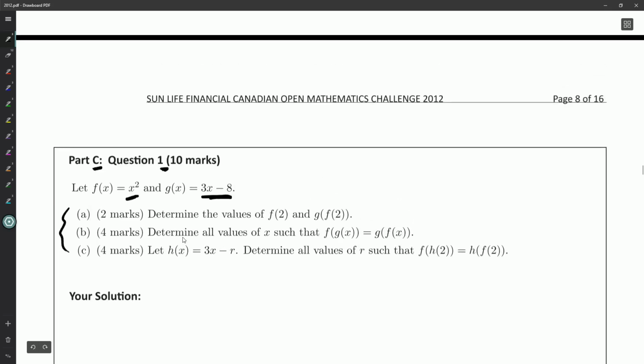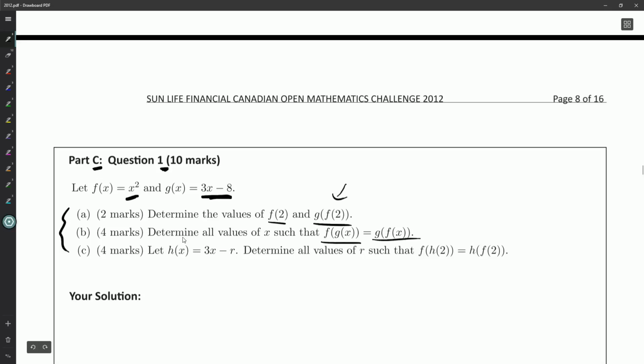So A part. Determine the values of f of 2 and g of f of 2. So this looks like we might be heading for some compositions. And in fact, if we read slightly further, B part would be determine all values of x so that f of g of x is equal to g of f of x. So more composition fun there. But we know f and g, so that won't be too hard.